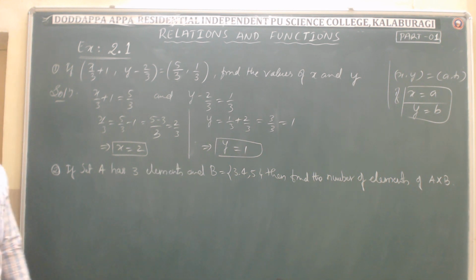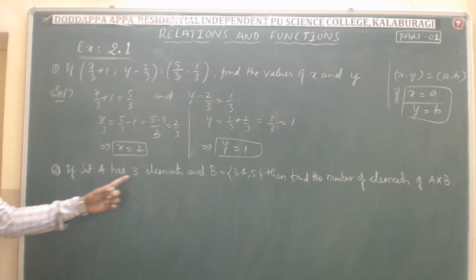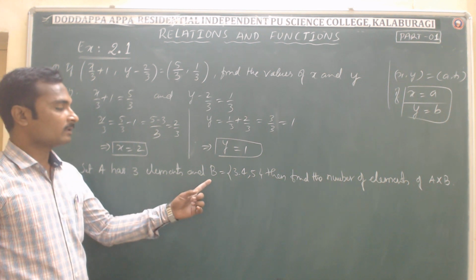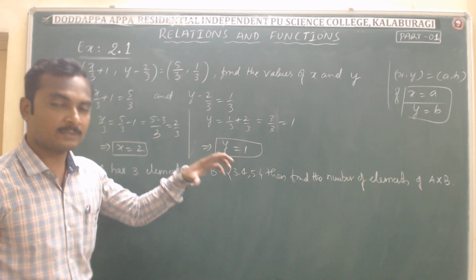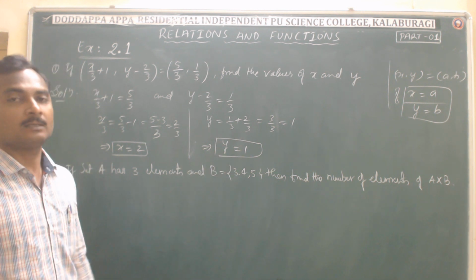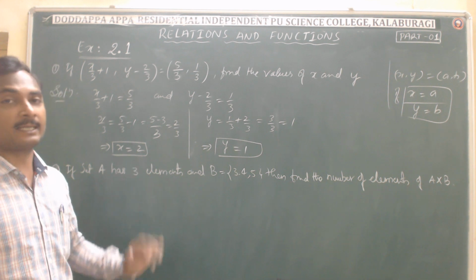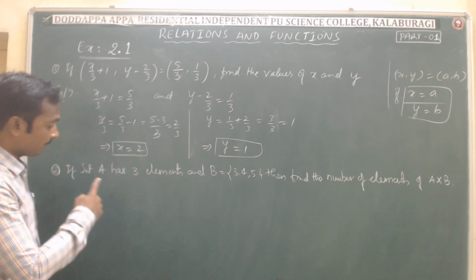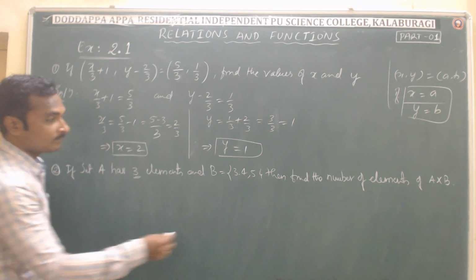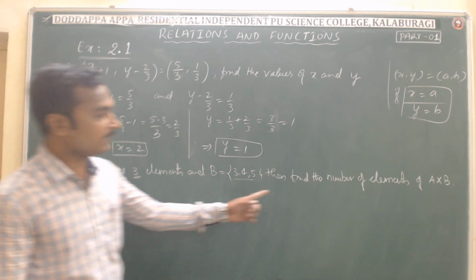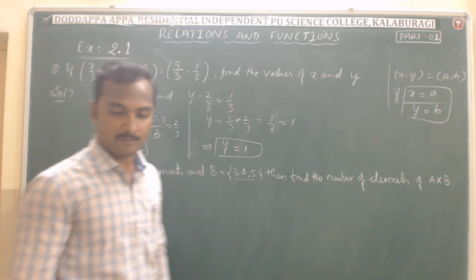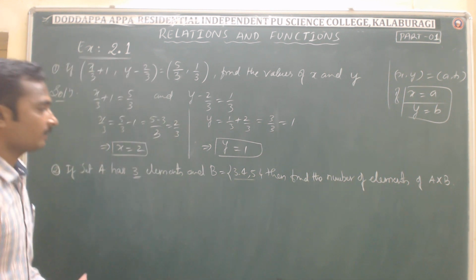Second example. If a set A has 3 elements and set B equals {3, 4, 5}, the elements of the set B are given, but only the number of elements of the set A is given. Note down here, the number of elements of the set A is given, whereas the elements are given in the set B. Then find the number of elements of the set A cross B.